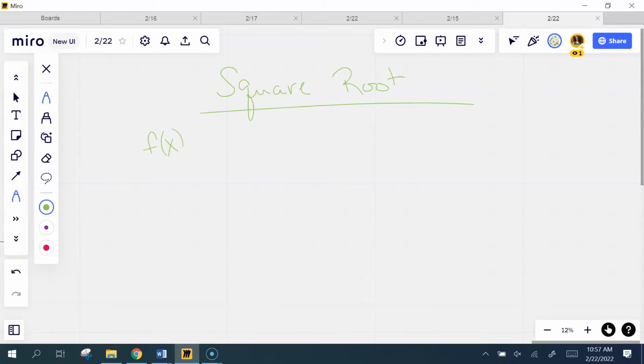F of x equals the square root of x. That's it. That is the parent function. Remember, it's the most basic one you could think of. Square root of x. Now, we have to remember something with square roots. What can we not have under the square root?